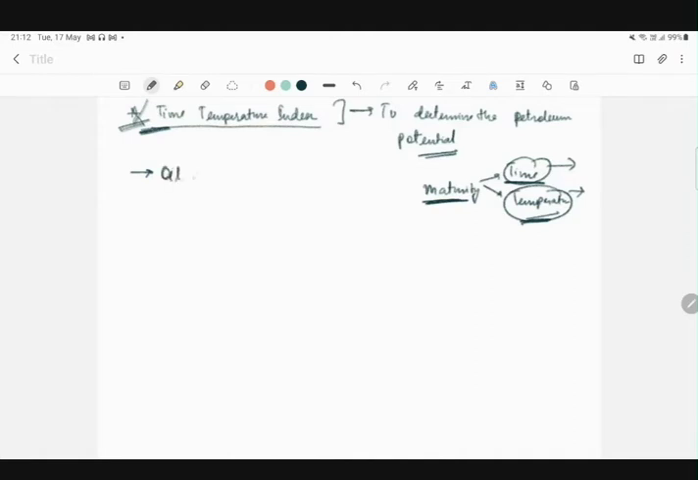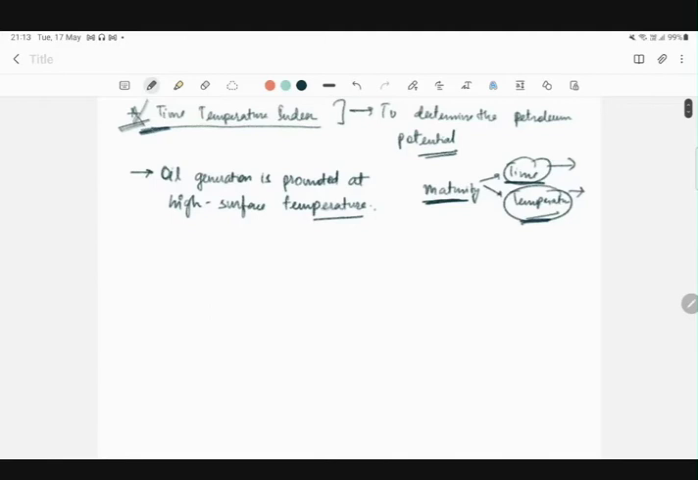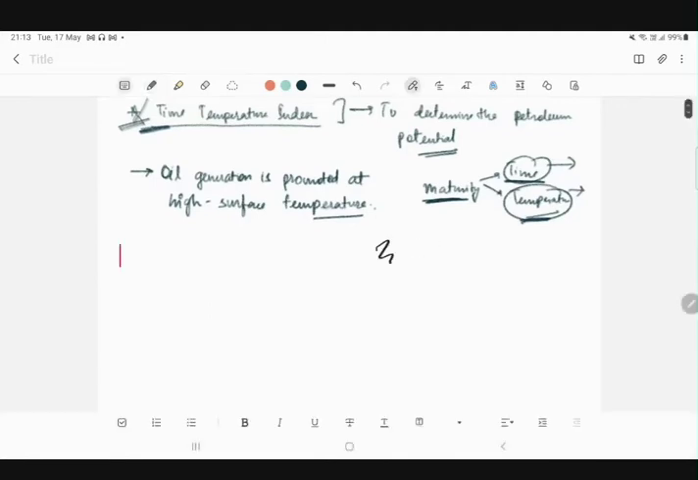So write down the first point. Oil generation is promoted at high surface temperature. This means that if the temperature is high, then the chances of oil formation will also be high. As we already discussed, maturity depends on both time and temperature.